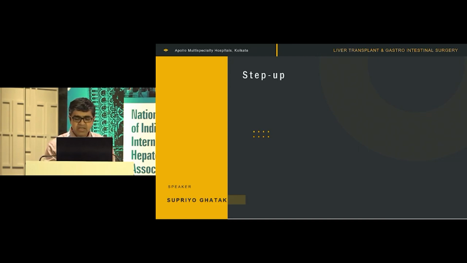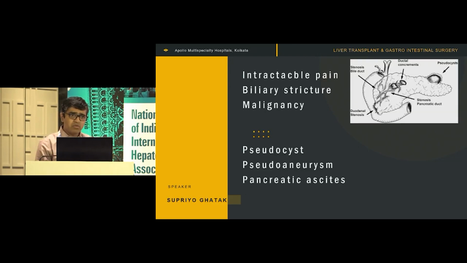Now, the classical indications for surgery are intractable pain, as I said, when it is not manageable by medical management or endoscopic management. Biliary stricture, again debatable. Nowadays, good endoscopic therapy is also available, and there is debate whether surgery is the first choice of treatment for this or endoscopic therapy. But the presence of malignancy or suspicion of malignancy is a strong indication for surgery in chronic pancreatitis. And other indications like pseudocyst, pseudoaneurysm, all these things, if the endoscopist or interventional radiologist fails, then they will come to you for surgery.